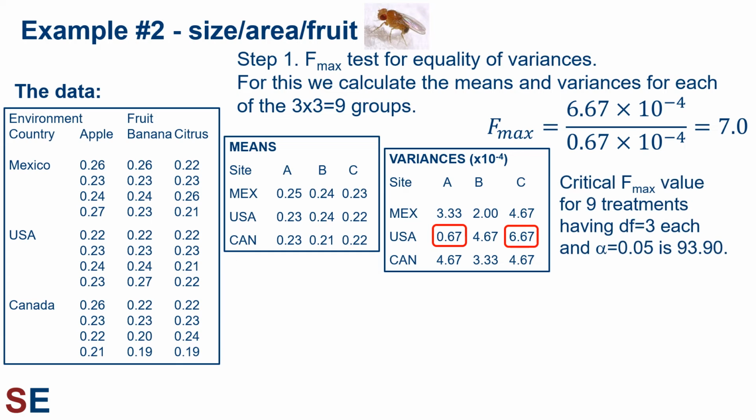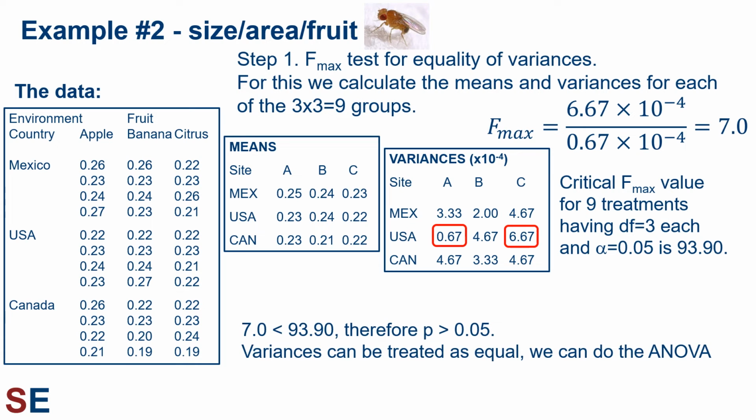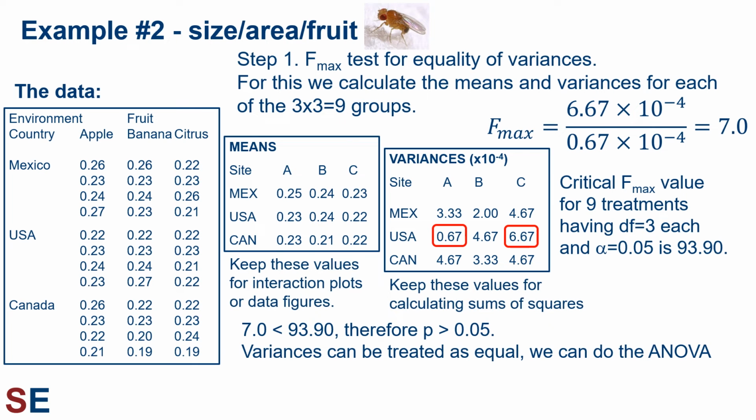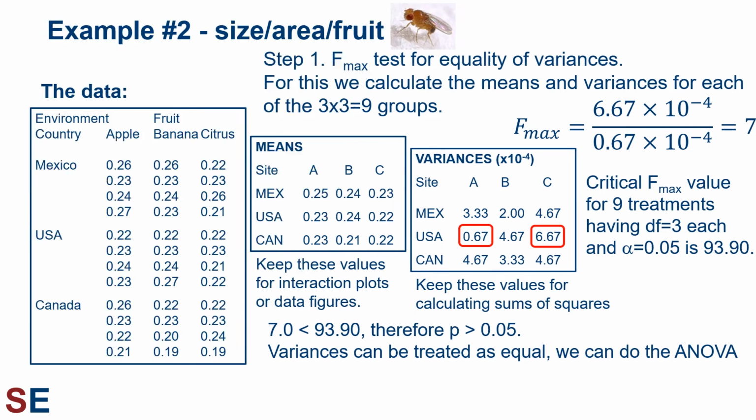The critical Fmax value for 9 treatments with 3 degrees of freedom each and an alpha value of 0.05 is 93.90. The calculated value of 7.0 is less than 93.9, therefore p is more than 0.05, and the variances can be treated as equal, and we can do the ANOVA. As before, we'll keep the means and variances because they'll be useful later.